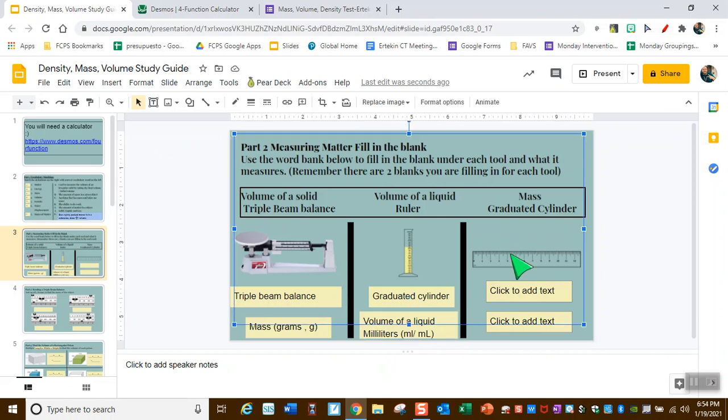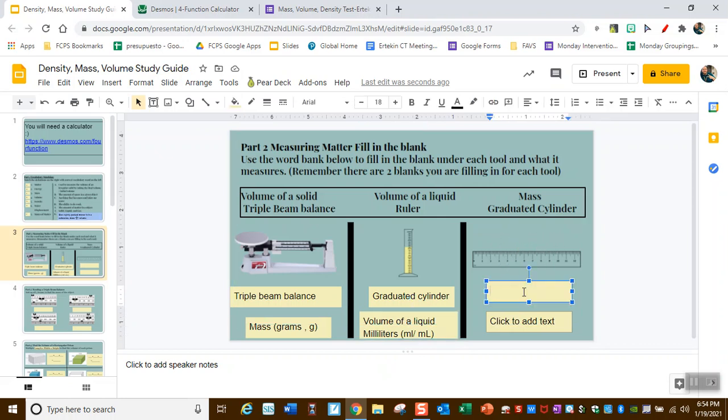And then, of course, this instrument is called a ruler, una regla. And we use this to measure the volume of a solid, okay? El volumen de un sólido. And the unit for this is centimeter cubed. Okay, we say centimeter cubed. And it's cm³. And this 3 is an exponent.